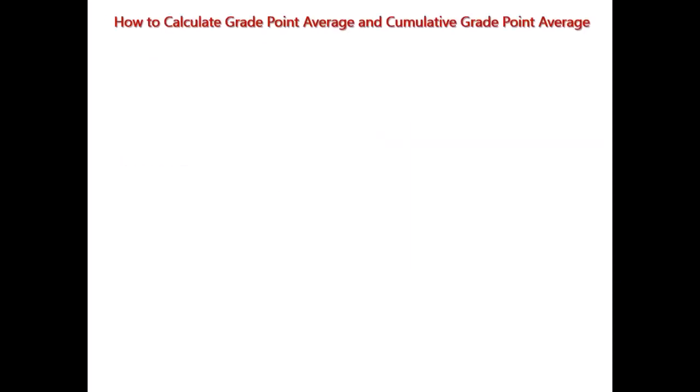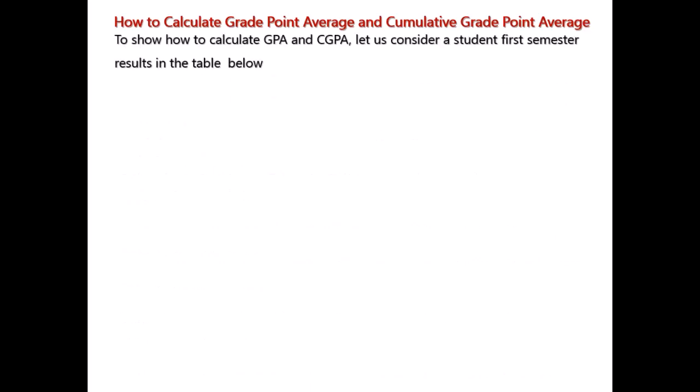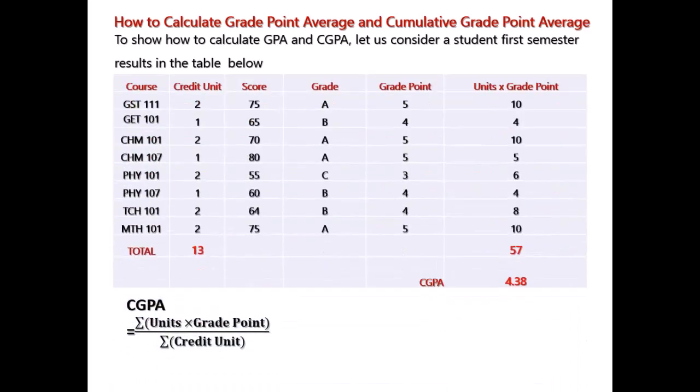So let's look at how to calculate grade point average and cumulative grade point average. If you look at the table below, this table could represent you. It could be any other student. Looking at this table, the first column lists out the courses that a student is expected to take in a particular semester. If you look at these courses, we have 8 courses in that column.